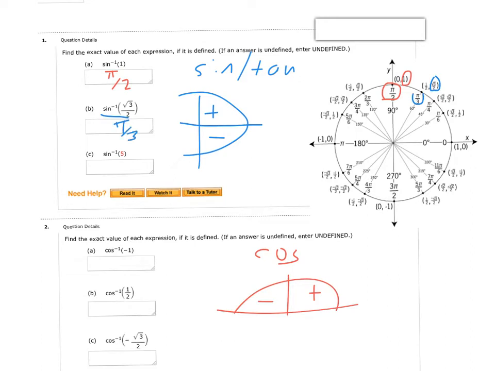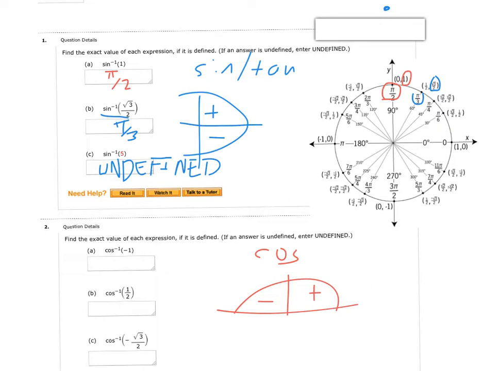Now for the last one there, you can see that 5 is nowhere to be found. If you think about it, it would be way up here. So that one is too big to be on the unit circle, and so that one is going to be undefined. Anytime a sine inverse or a cosine inverse has a number that's not between -1 and 1, that's always going to be undefined.